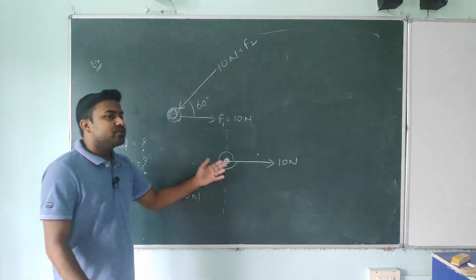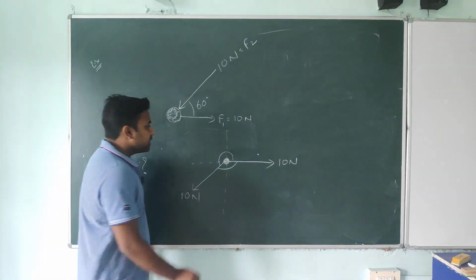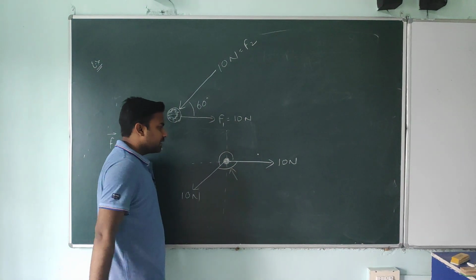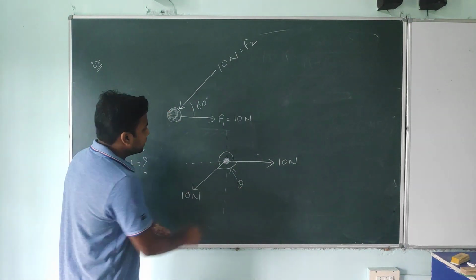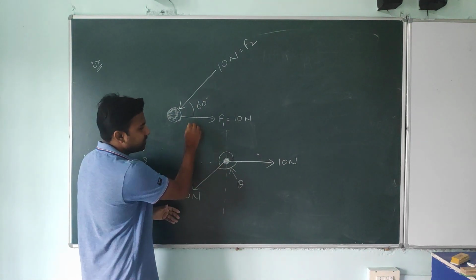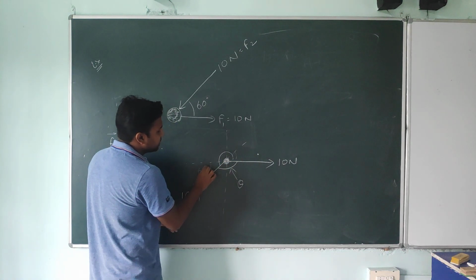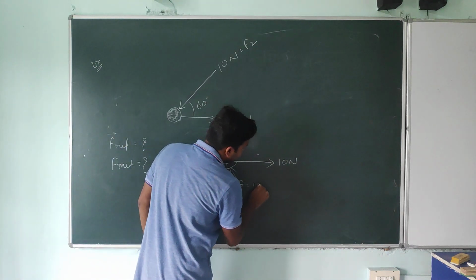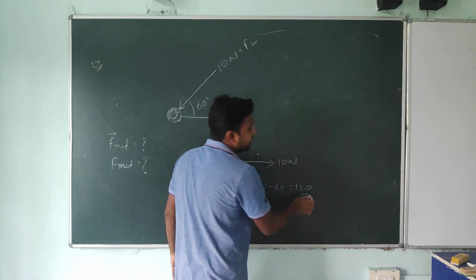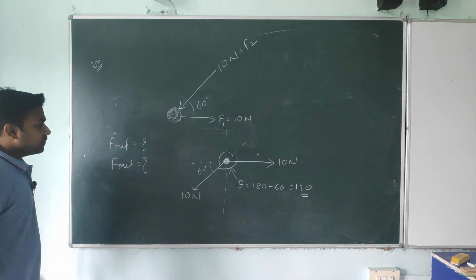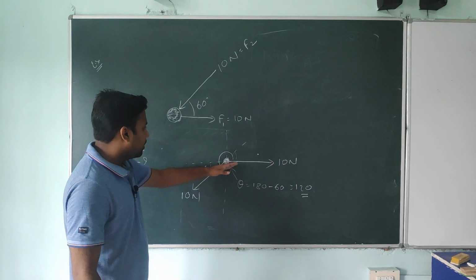Which angle do you have to consider? The angle between these two vectors is the smaller angle. This is the smaller angle, so this is theta. How can you find theta? Look at this. This angle is 60 degrees, it is given here. If this angle is 60, then this one is also 60. Here it is 180 minus 60, which is a 120 degree angle.